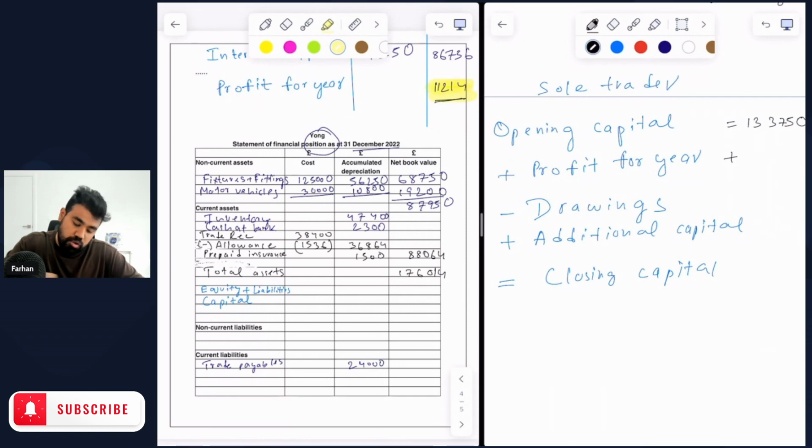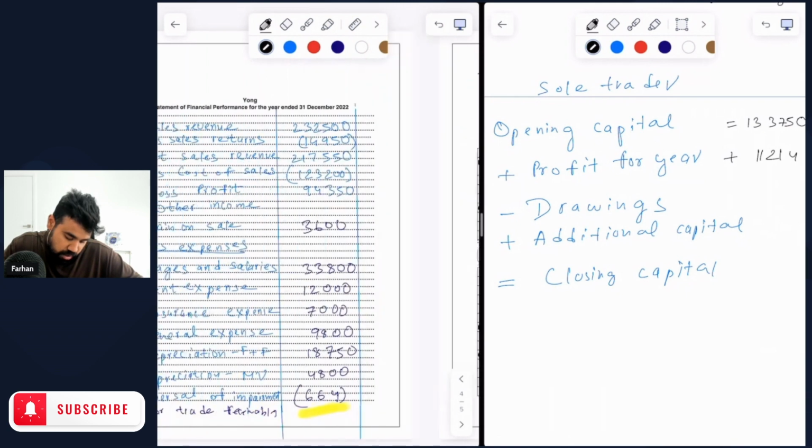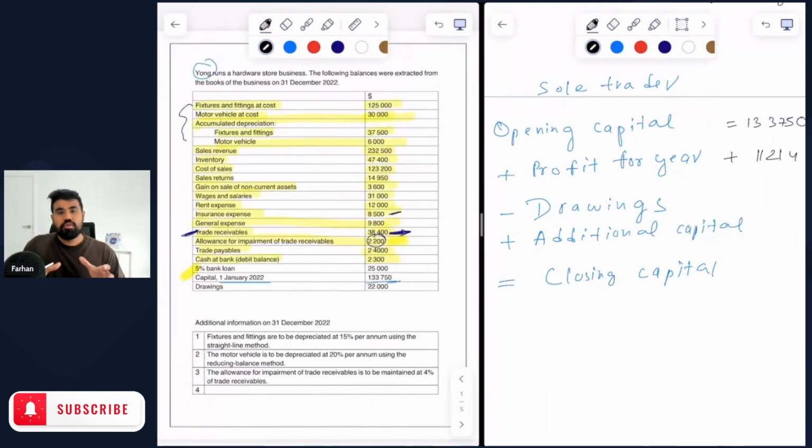So 11,214, and then you subtract drawings. Drawings refers to the fact that if you're making a profit, you're withdrawing some of the profits, and you being a sole trader, you want to enjoy that profit because you have earned that profit yourself. So the drawings is 22,000, as you can see. I'm highlighting that, which refers to the fact that I've already utilized this number. So drawings is minus 22,000. Drawings refers to a reduction in owner's equity.